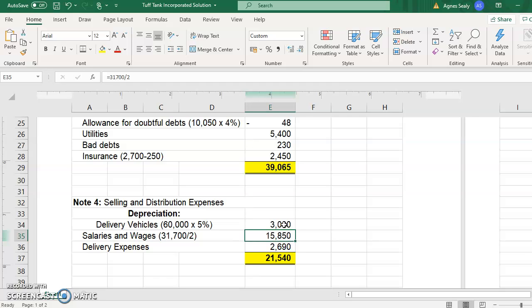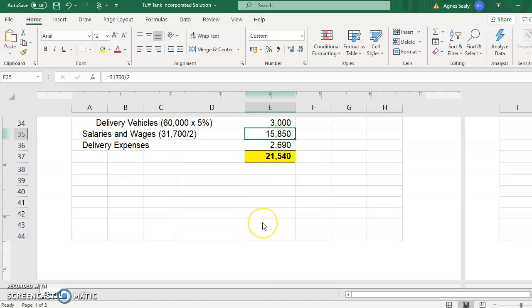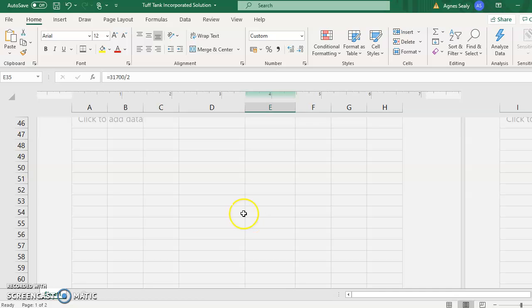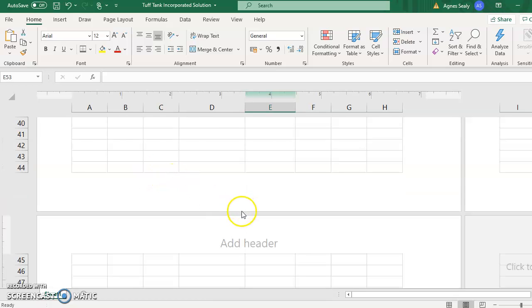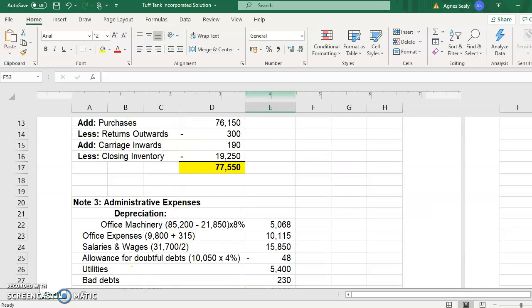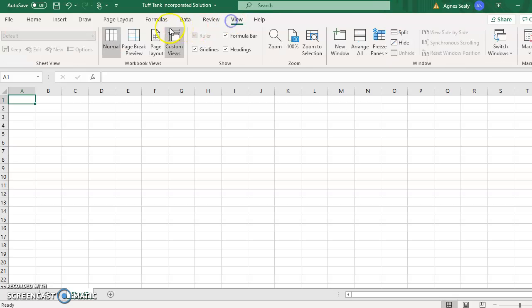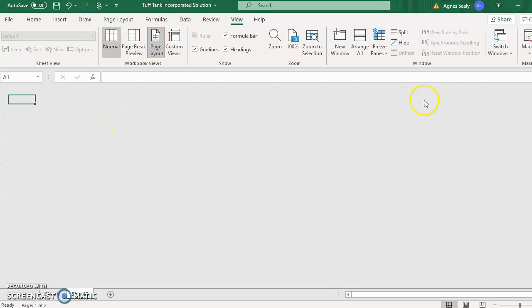Let's look at doing our income statement. So let's do an income statement. I'm going to start my income statement on this next sheet here. Go to another sheet and my income statement.